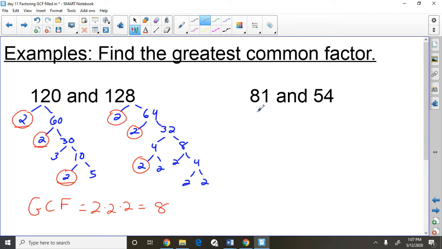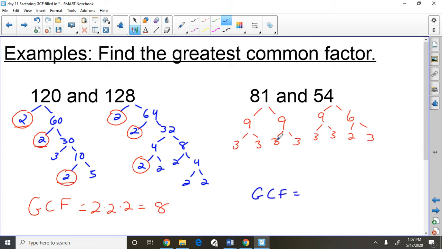Try another example. 81 is 9 times 9, and each of those can be factored to 3 times 3. 54 is 9 times 6. 9 is 3 times 3, and 6 is 2 times 3. If I look at the bottom, all of these are prime numbers. To find the GCF, I'm going to look at pairs that are the same in each tree. So a 3 here can pair up with a 3 there. This 3 can have a match in the other tree. This 3 can have a match. Nothing else is the same. So my GCF is 3 times 3 times 3, which is 27.